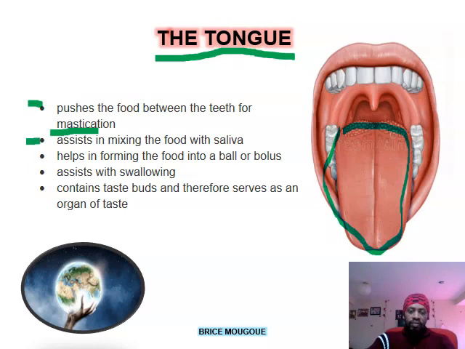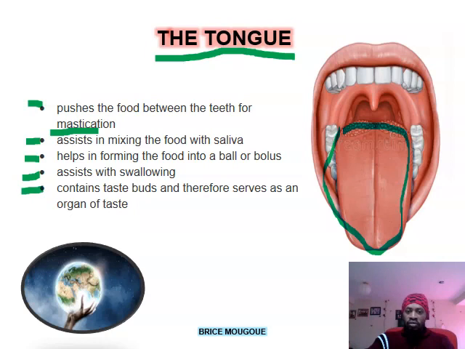Again, it helps in forming the bolus or the ball of food. The ball of food, we call it the bolus. So the tongue, while it's rolling the food, rolls it into a ball such that we swallow balls of food always. And again, it assists with swallowing, because when food is properly churned, properly mixed, and the bolus has been formed, the tongue pushes upwards and backwards such that the food is pushed to the pharynx at the back of the throat.